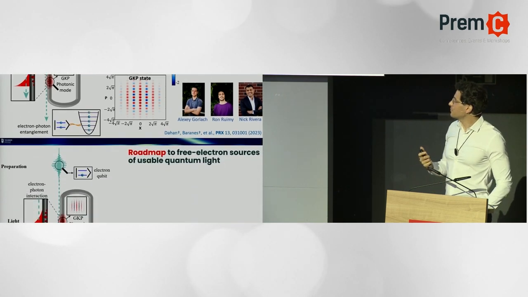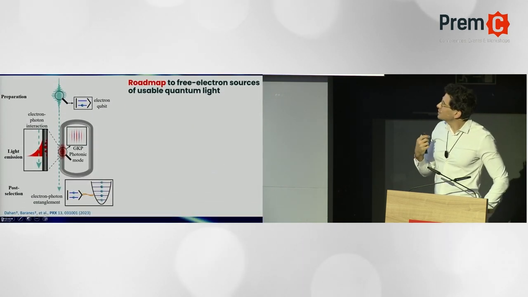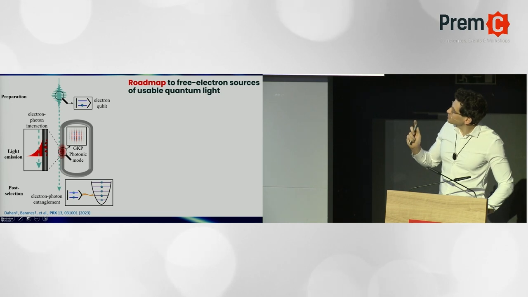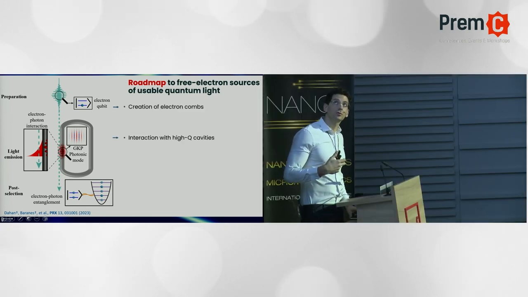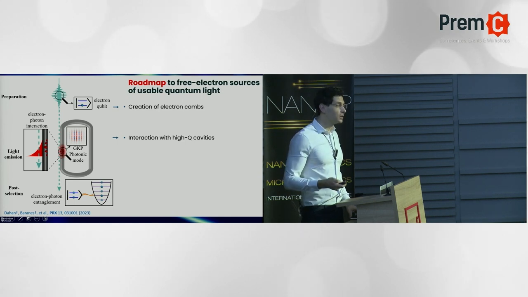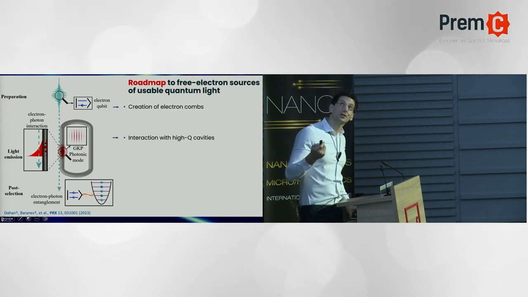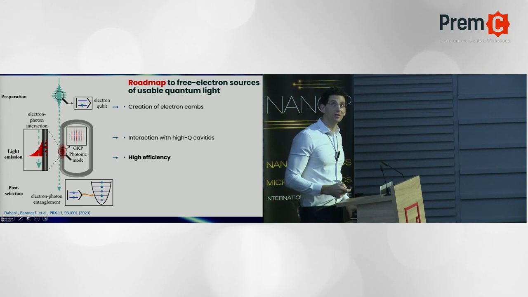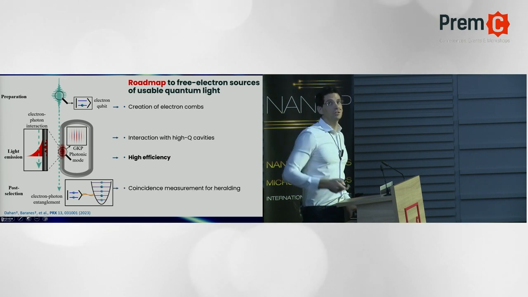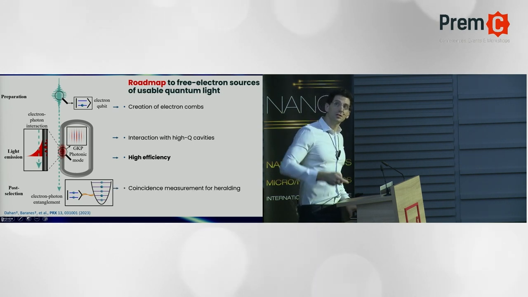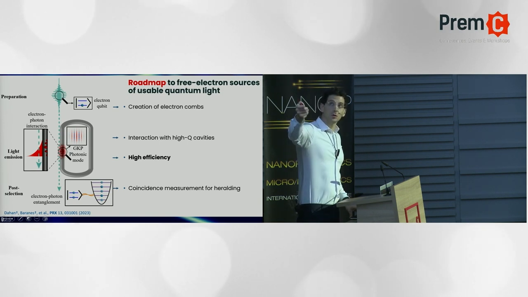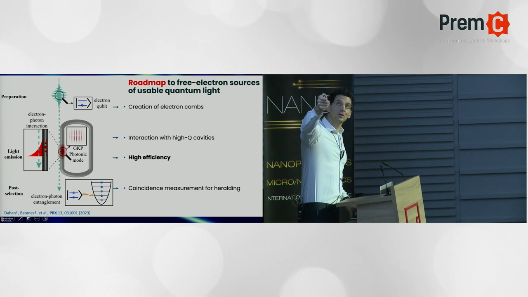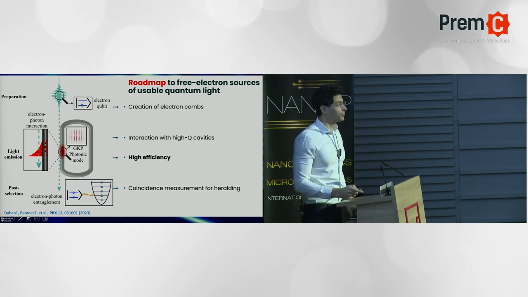Now, if I try to imagine where this goes next, and I think I'll not delve into too many details, the main challenges we have these days are how to create good quality electron combs, how to have strong interactions of electrons with good quality cavities, to talk about the efficiency of the interaction, and also talk about coincidence measurement for heralding. So we need to do the post-selection well, we need to do a good enough interaction with light, and we need to create those electrons to start with.